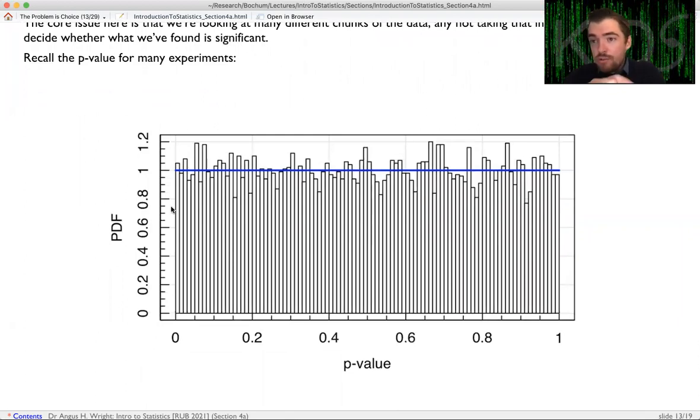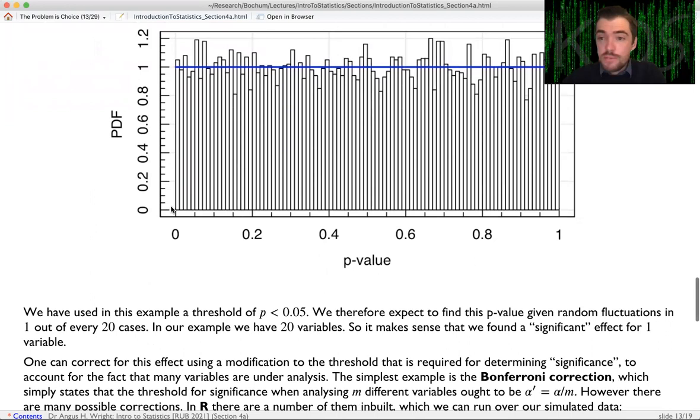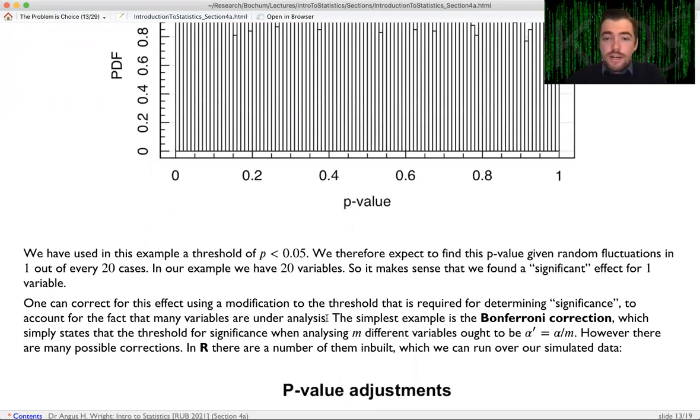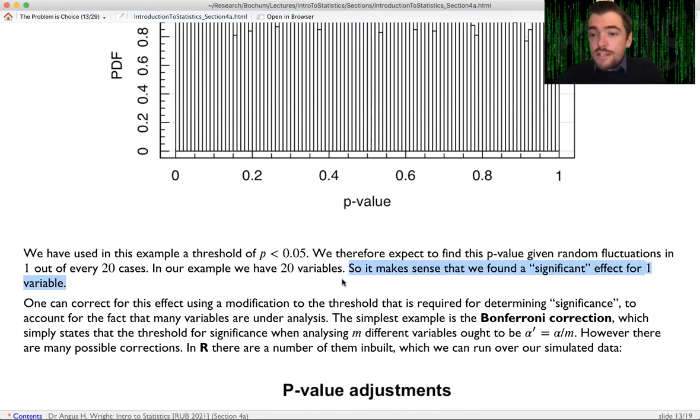Given this flat distribution and a p-value threshold of 0.05, I should, from random fluctuations alone, find a p-value less than 0.05 in 1 out of every 20 observations. If I have 20 variables that I'm analyzing, I am very likely to find at least one that satisfies the p-value test against the null hypothesis just from random chance. Okay? And so it's very easy to find a significant, in inverted commas, variable.